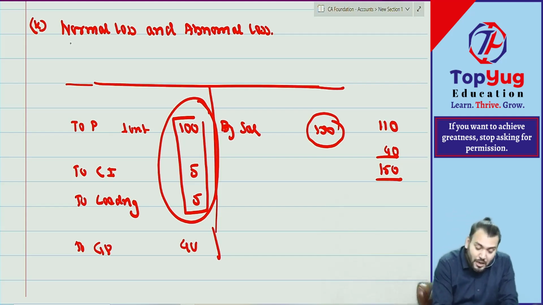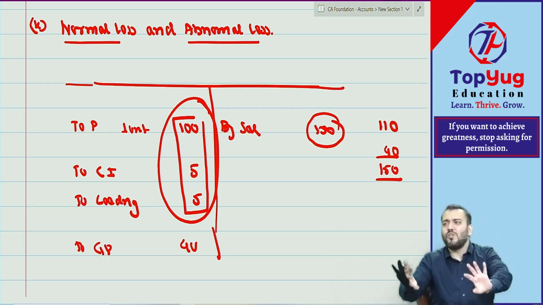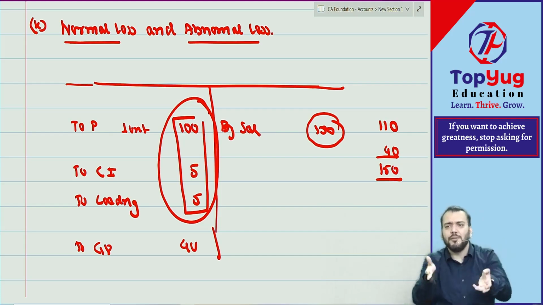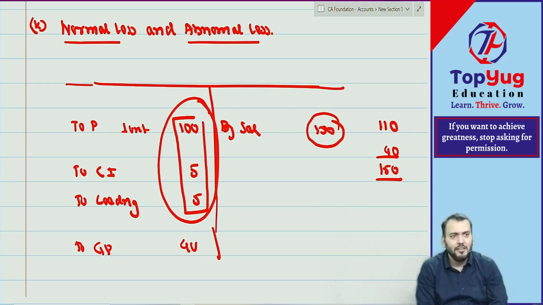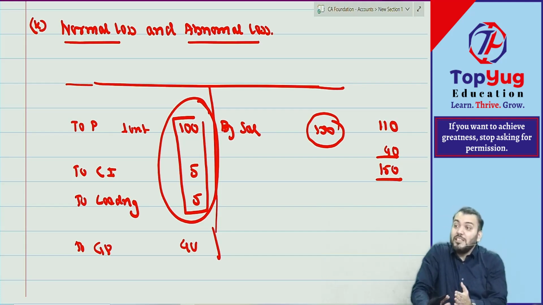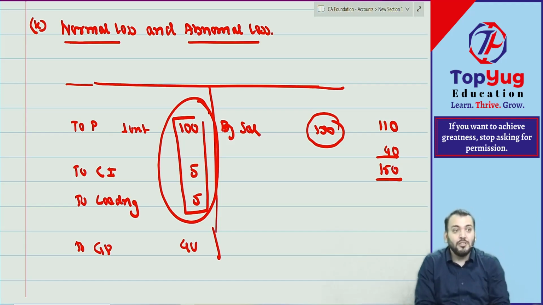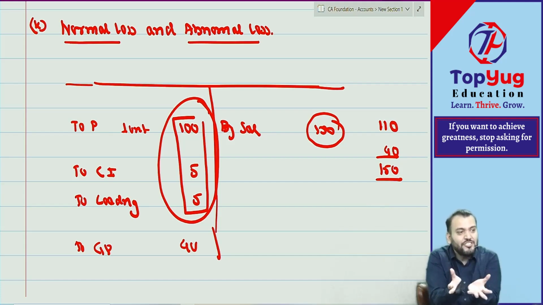Now, we need to understand normal loss and abnormal loss. Normal losses are those losses which will always happen. Means whatever you do, that will happen. That is due to the inherent nature of the goods. Goods are of that nature that loss is bound to happen.